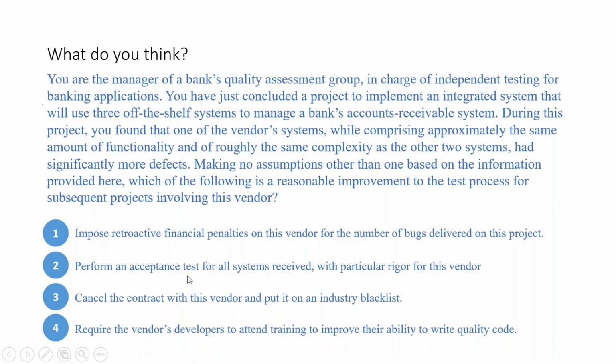The second one is perform an acceptance test for all systems received, all three systems, with particular rigor for this vendor. Whenever this vendor's system is coming for acceptance test, do it more rigorously, do it strictly, so that you will understand. So will you apply this kind of step to improve your test process? Yes, potentially, maybe, because at least this will first de-risk, since you experienced problems in the previous phase. Then you apply a more rigorous acceptance test process, and it might lead you to understand better what, why, and how it is happening. But anyway, we will not jump to conclusions. We'll read the other options also.